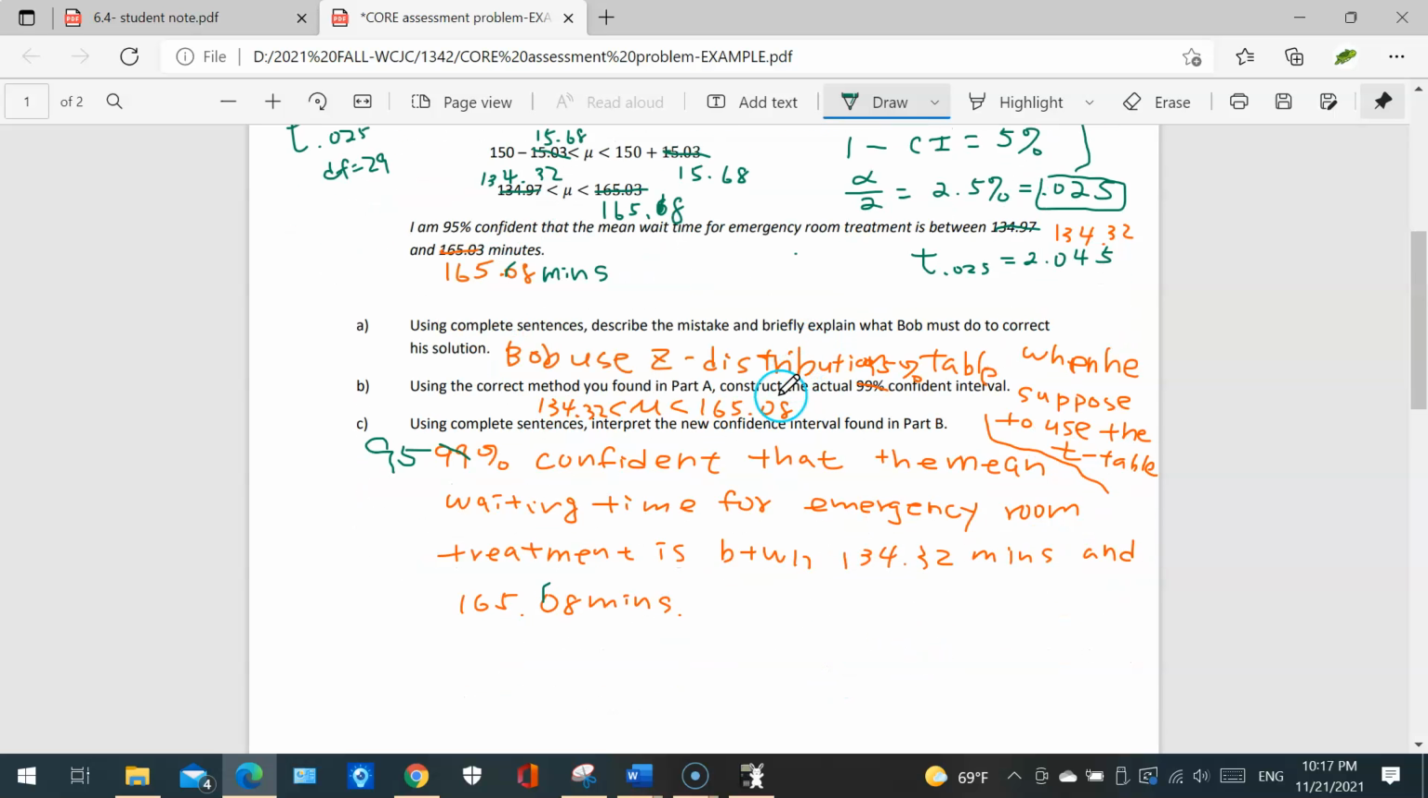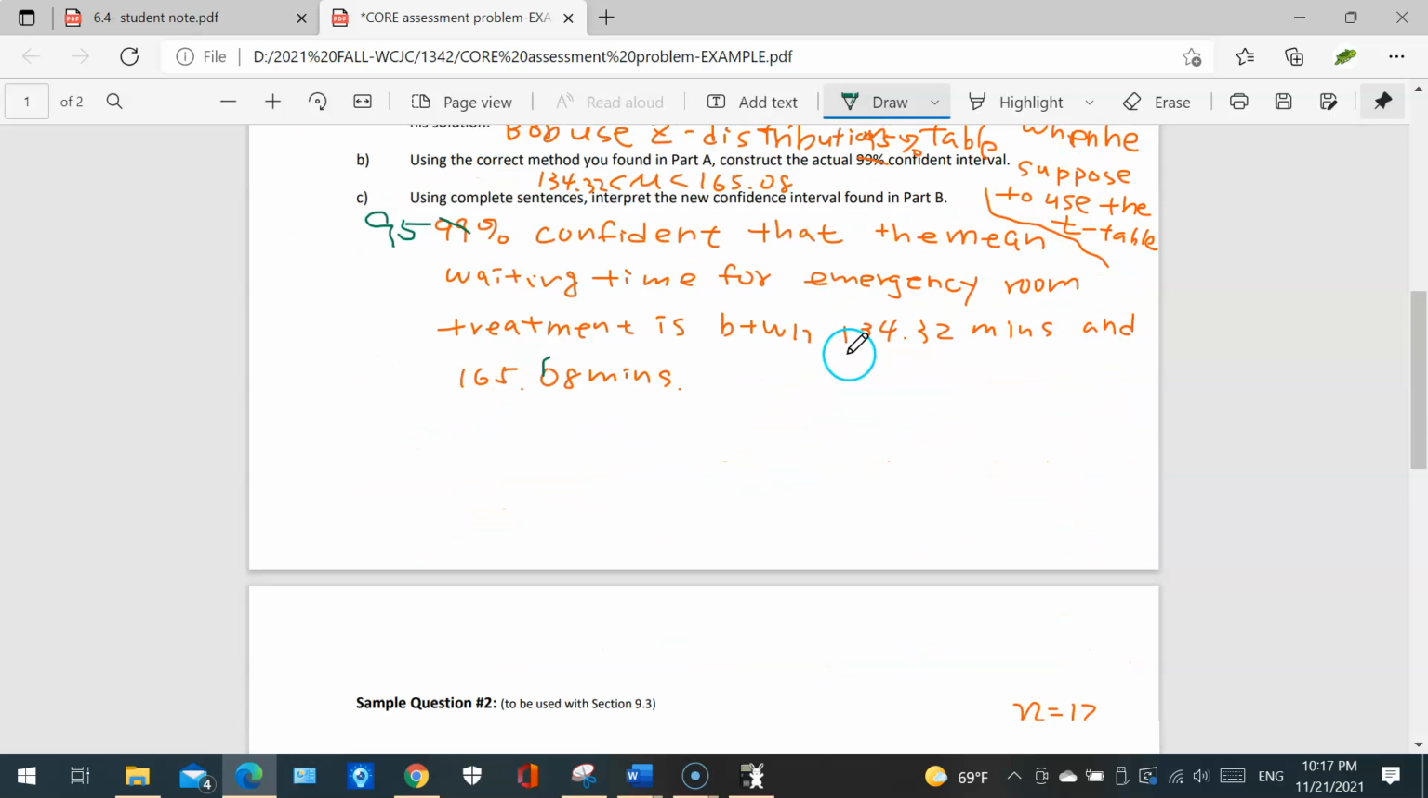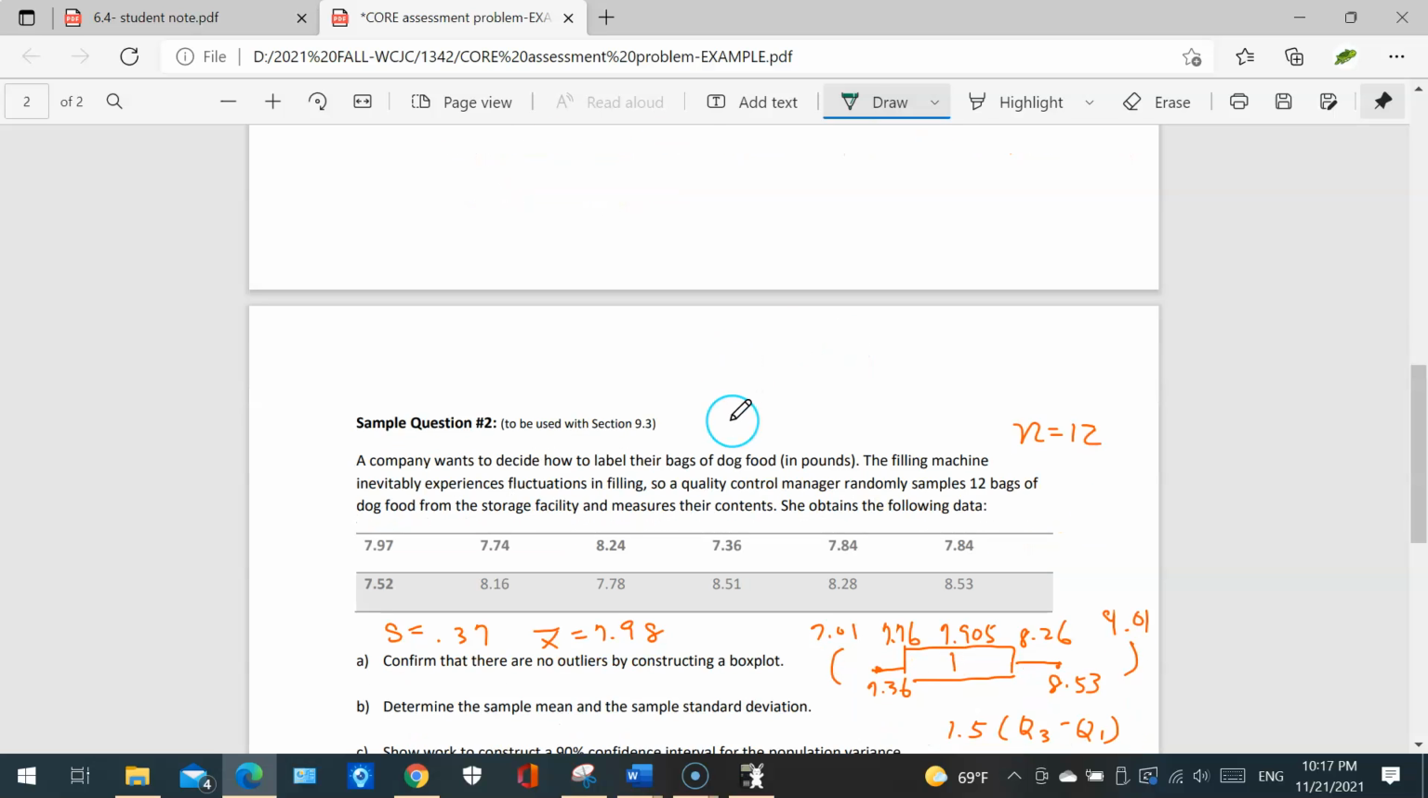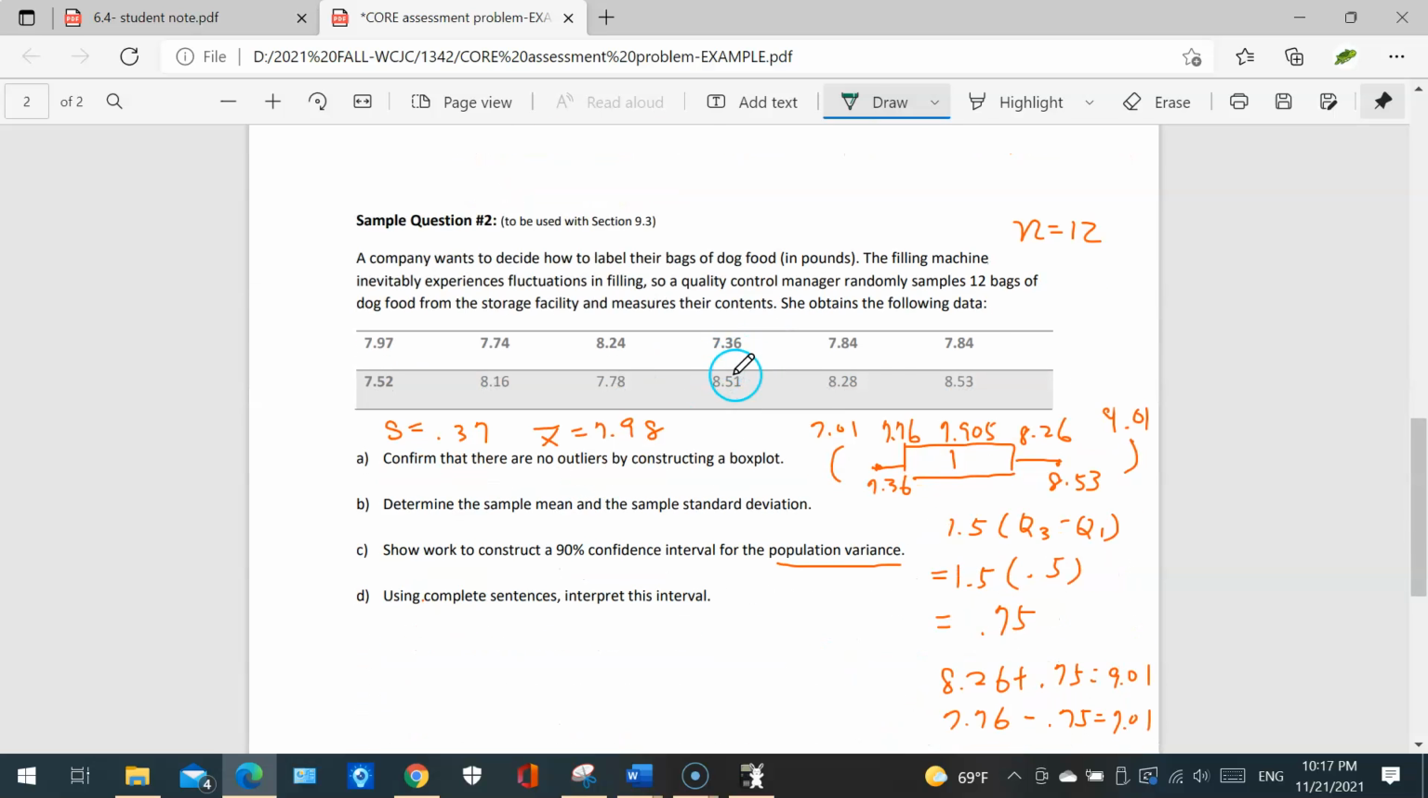So you have pretty much the same example. You can look at this one and produce your own question.